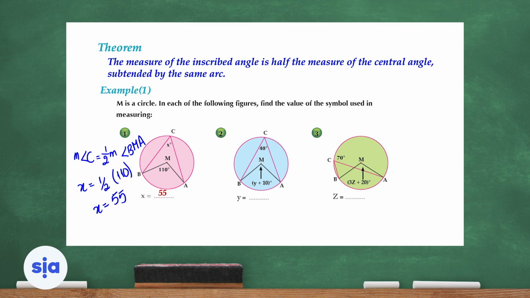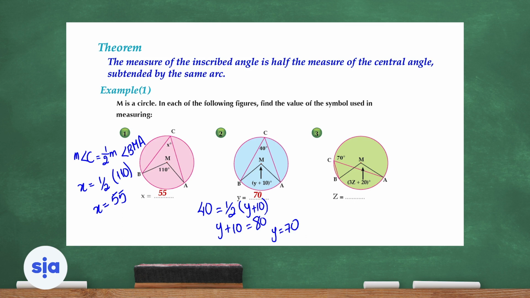For question 2, C is an inscribed angle. M, or angle BMA, is a central angle and they both are subtended from the same arc. Then in this case, the 40 is half the Y plus 10. Then Y plus 10 equals 80. Then Y equals 70. Then in this case, as you see, Y is 70.